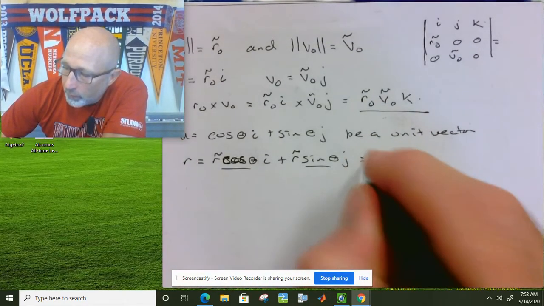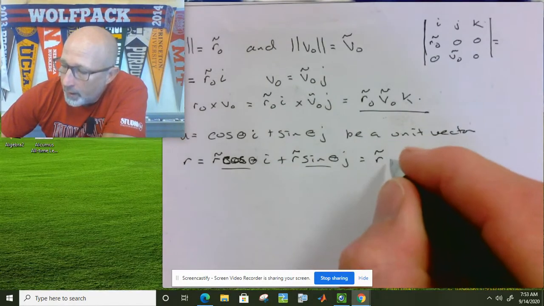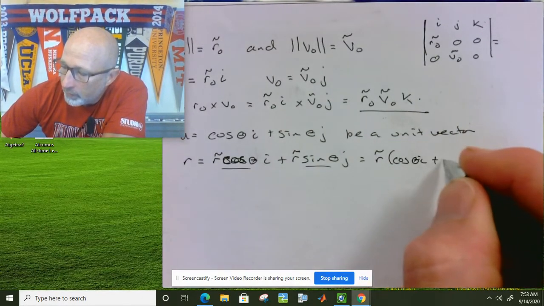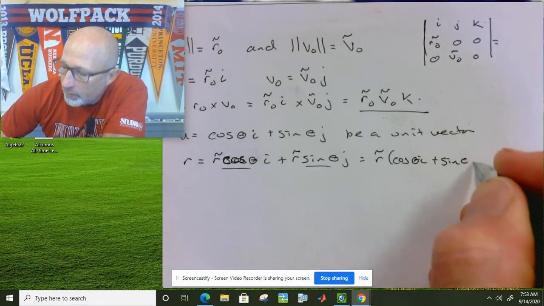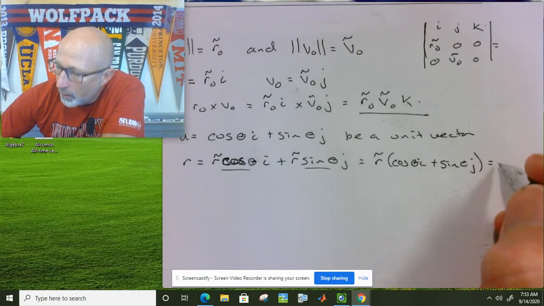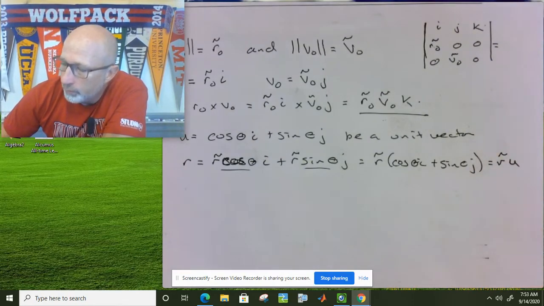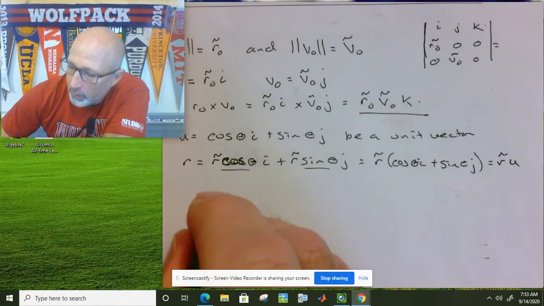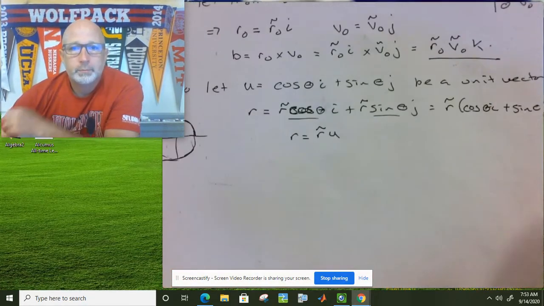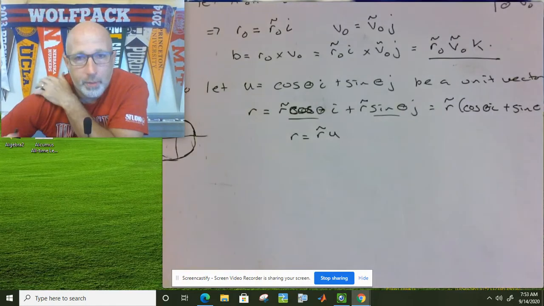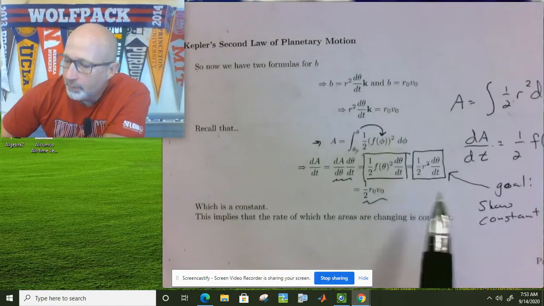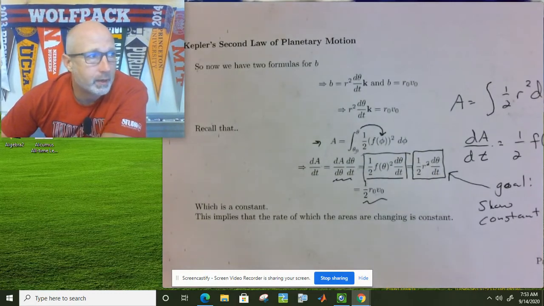So this is equal to r tilde times cosine theta i plus sine theta j, which I could rewrite then as r tilde u, because that's what u is equal to. So r is equal to r tilde u. And the other part that's nice about this is it brings in theta. Remember what I'm trying to do is get this d theta dt thing here.